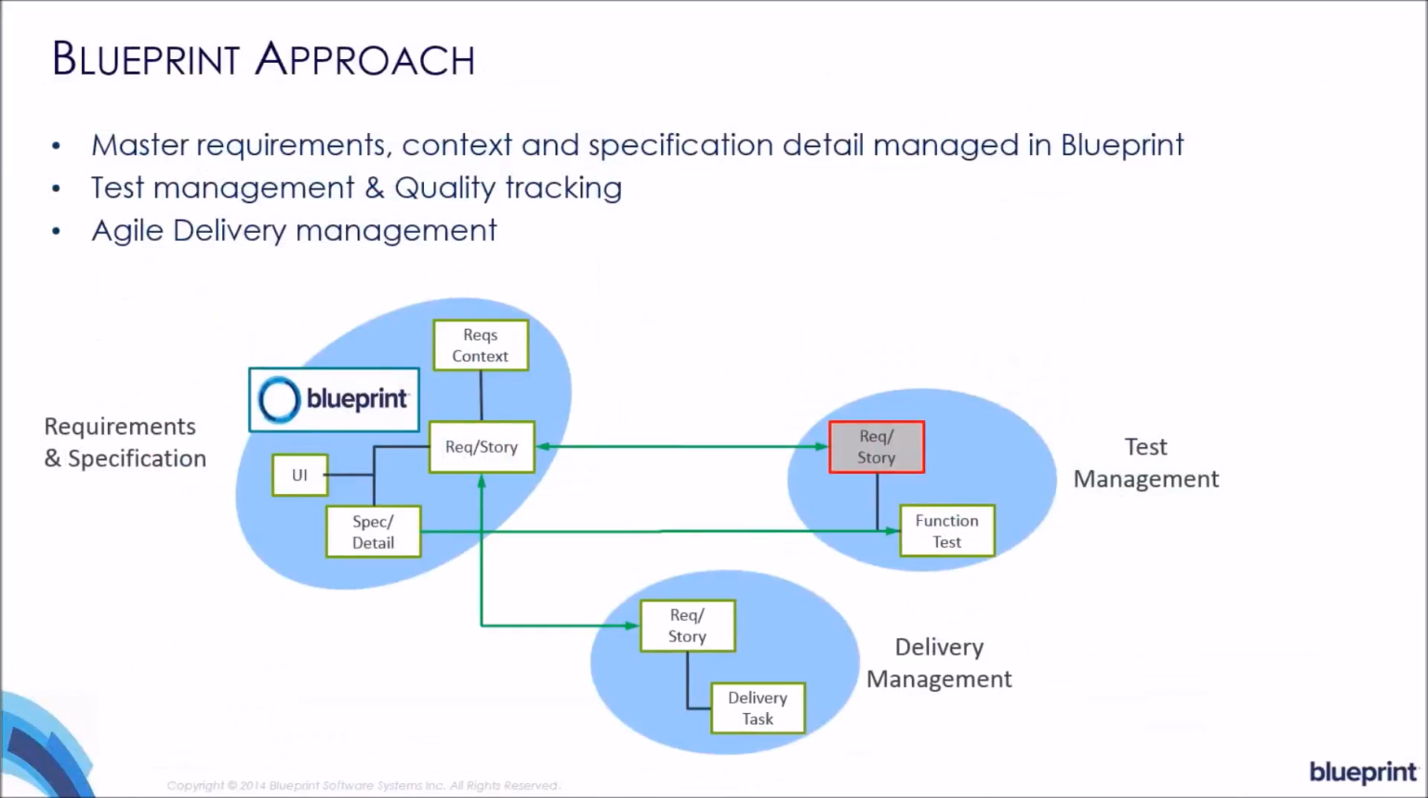So at a high level, the Blueprint approach consists of master requirements, context, specification details managed in Blueprint that you see on the left, taking the user stories from Blueprint and implementing them in the Agile Delivery Management System in the bottom middle, and test and QA, taking the user story specifications and our auto-generated test case to jumpstart the testing cycle.